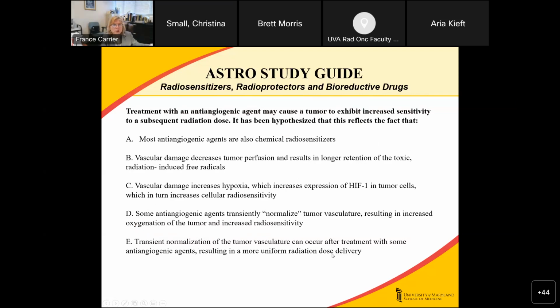Another type of question is this one: treatment with an anti-angiogenic agent may cause a tumor to exhibit increased sensitivity to subsequent radiation dose. And this is due to what? The same thing here, I'm just going to give you the answer right away, and then we can look through that again. Like I've mentioned in one of the slides, if you use an anti-angiogenic agent, you will transiently normalize the tumor vasculature, and then that will increase oxygenation. And this is probably the best benefit we have for using those drugs.